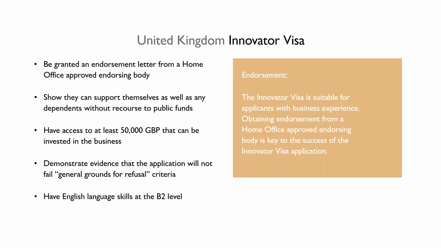Moving on to the next option, which is the United Kingdom innovator visa. The innovator visa is for applicants who have an innovative, viable, and scalable business idea. The way that it works, they also have to have access to funds of £50,000, which obviously is very attractive. It's much lower than 2 million. However, the business plan would be assessed by a specific endorsement body in the UK, and it would be up to them to make a judgment on whether the business idea meets the criteria and is indeed innovative, viable, and scalable.